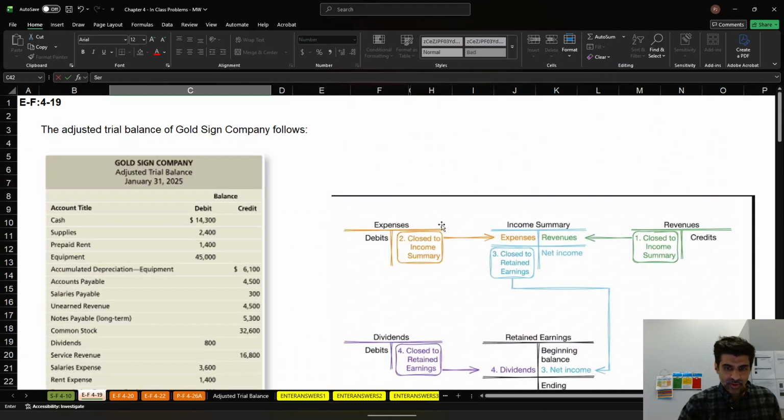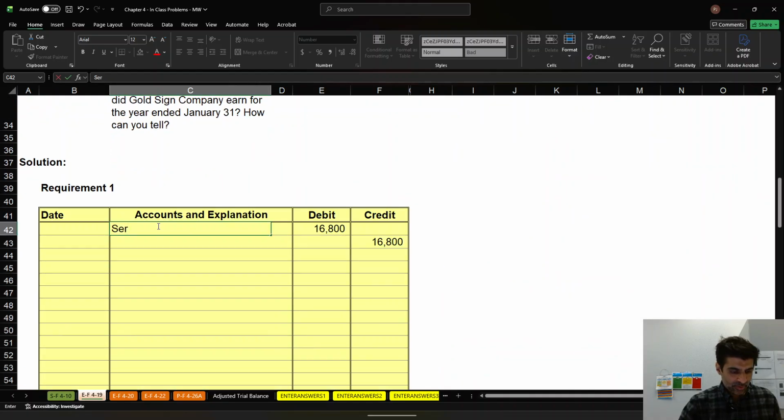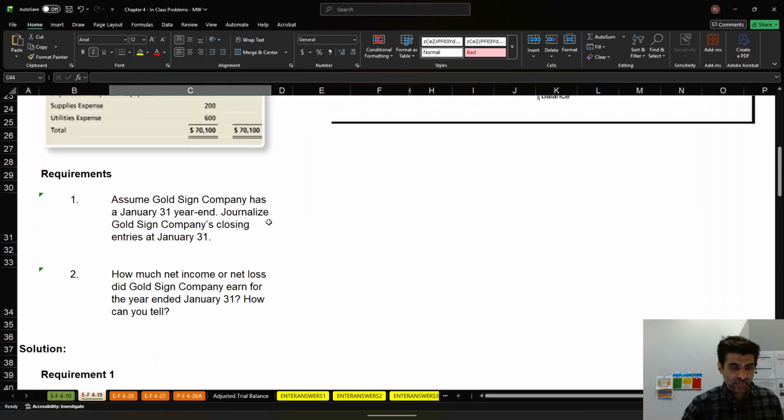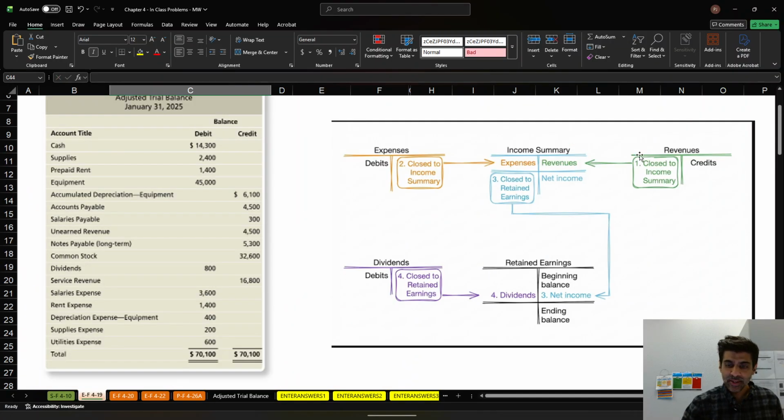Okay, so look, this first one: revenue, debit; credit, income summary. So service revenue, debit; income summary is the name of the account. This is the first one. I've just done green where I had a debit here, credit here.